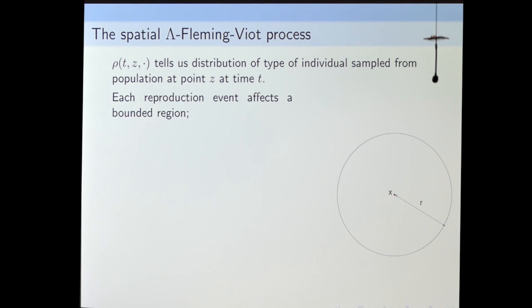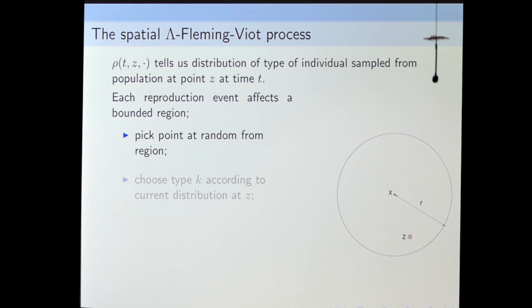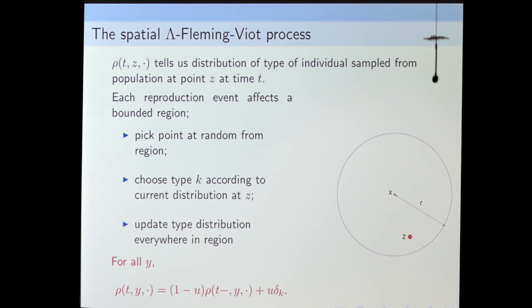Reproduction events affect bounded regions. Those regions are now never empty, so I don't need to worry about empty space. And I got to sample a parent, so first I'm going to sample a location for the parent, so this point z was just uniform. Then I choose a type according to the distribution there, and it came out to be red, much as it did on the previous slide. And then I update: for everybody in this region, I kill a proportion u of individuals, and I replace them by offspring of this chosen type. This is the fancy mathematical way of writing it, but all it's saying is that everywhere in this region, I delete, just slice off a proportion u of the population and replace it by individuals of this type.